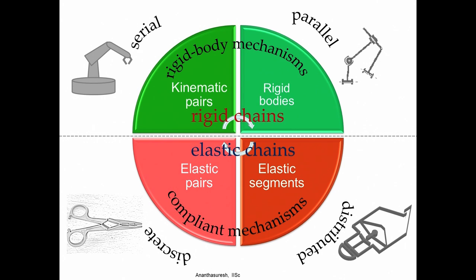Within compliant mechanisms, we have those that have discrete compliance like these flexural joints, like in this pair of scissors or a forceps, or we can have the distributed compliance that is achieved with elastic segments, which are basically beams here.